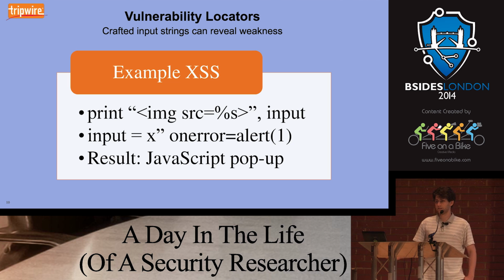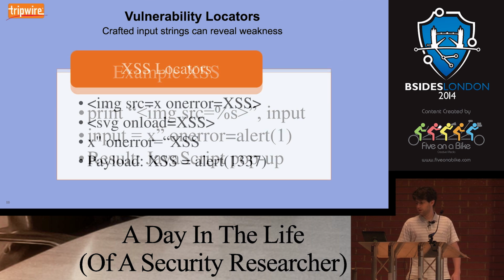This tends to get introduced when you have things like what we have up here. You have a format string which is being used to create an image tag. If you imagine that that %s is being replaced by the input that I've shown up here on the slide, you end up with an image tag that has an invalid URL and an onError attribute to load some JavaScript. In this case, just an alert pop-up with the message 1.